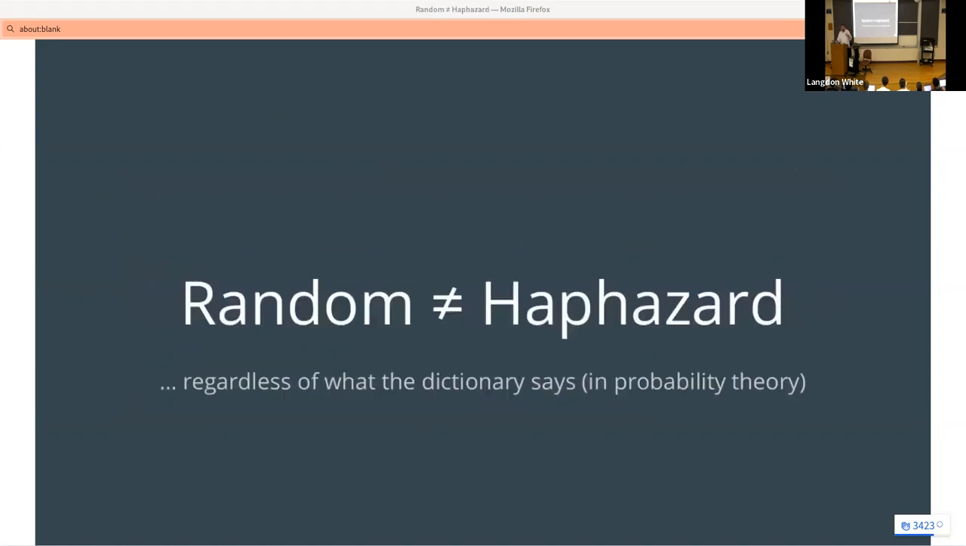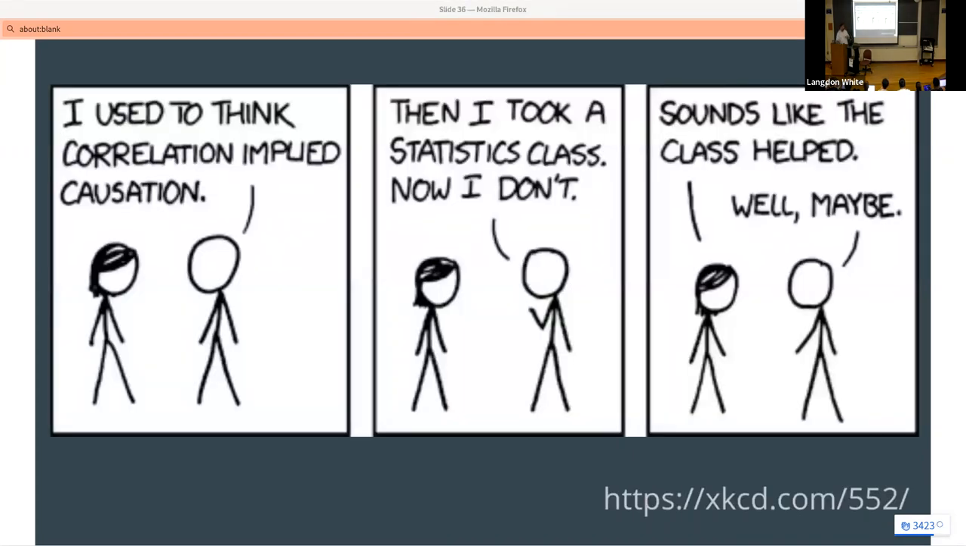All right, one last bit, which is that random does not equal haphazard, okay? Often in general English, we think of random as haphazard, right? It's just all over the place. That's not what we're doing here. We are randomly assigning people to a control group versus a treatment group. We're being very specific and very careful about how we create that randomness, and on what factors we decide which person goes where, okay? So random does not equal haphazard, despite what the dictionary says if you look it up. Make sense?